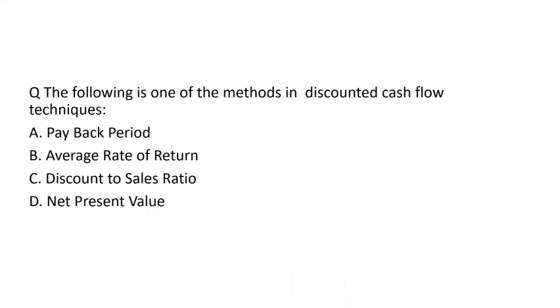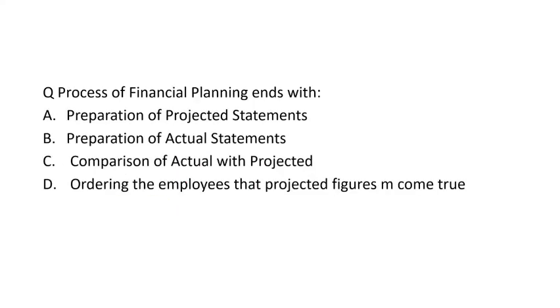Let's move to question number 4. Which one of the following methods is a discounted cash flow technique? Payback period, average rate of return, discount to sales ratio, and net present value. So what has been asked is which method is discounted cash flow. Discounted is totally where the present value factor is used. In other words, it is asking about the modern technique. Payback is traditional, then average rate of return is also traditional. Discount to sales ratio is not any method. The right answer will be option number D, net present value. Let's move to next question.